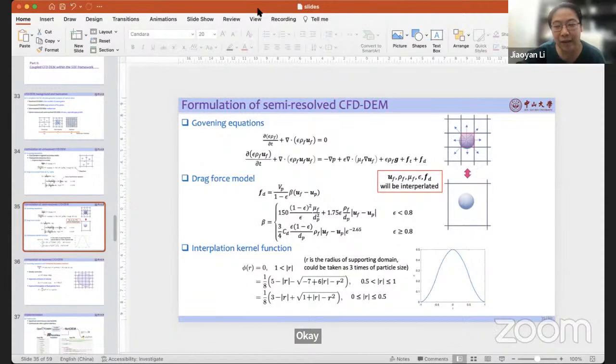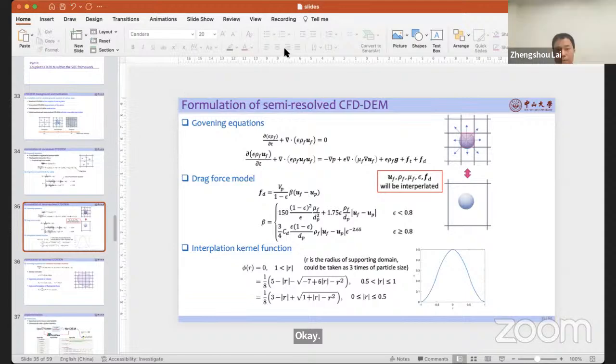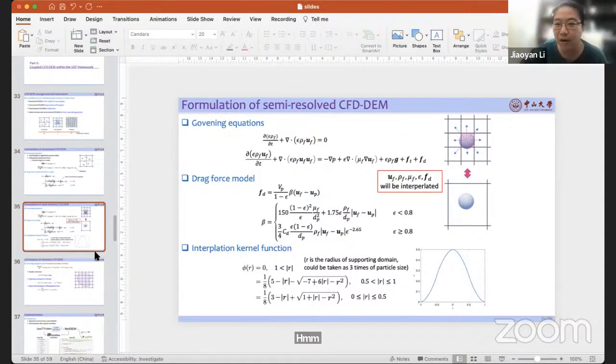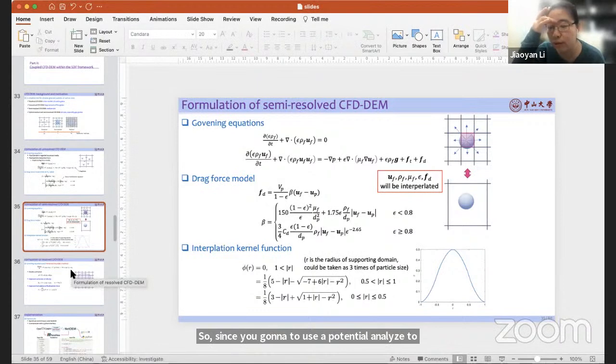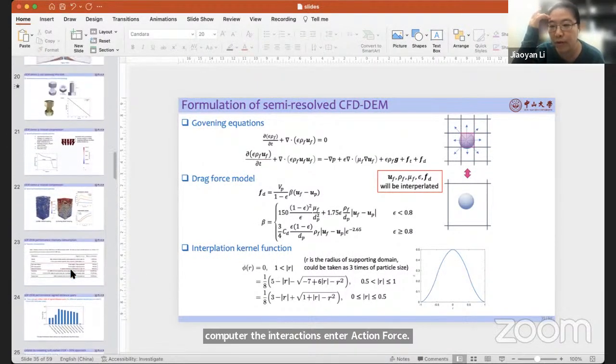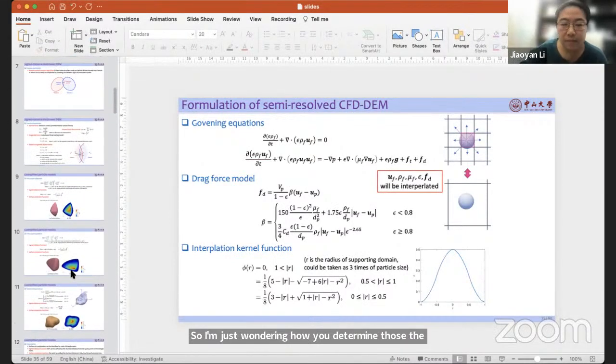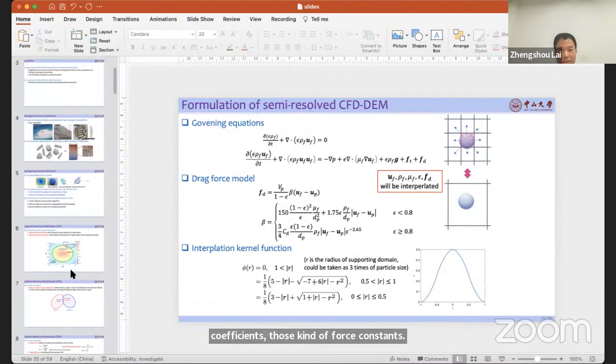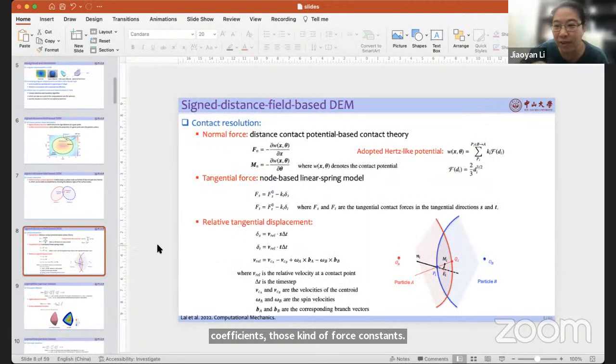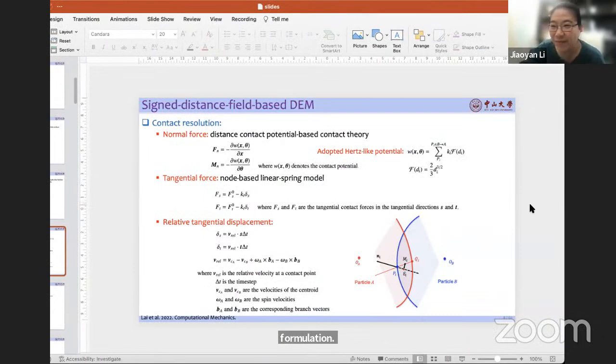And Zheng, in fact, I have a follow-up question on top of Zheng's question. For the DEM interaction part, it seems you are going to use a potential energy to compute the interaction force. I'm just wondering how you determine the coefficients of those force constants. If you go back to your formulation, here you have a Ki, right? So how do you determine the Ki's for different systems?